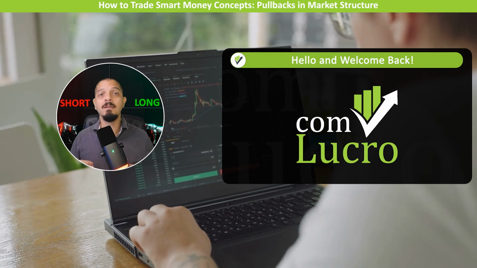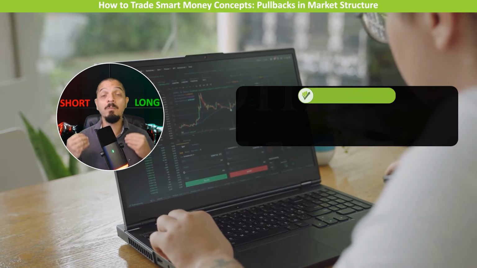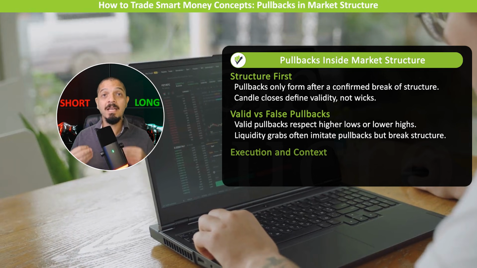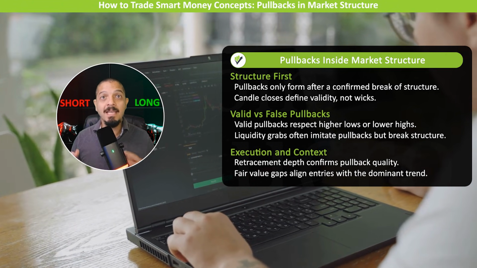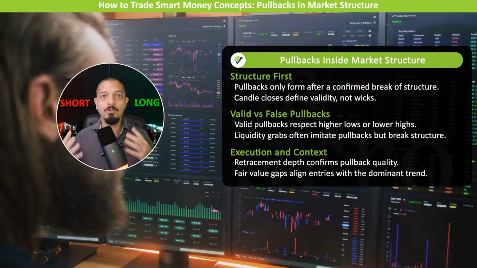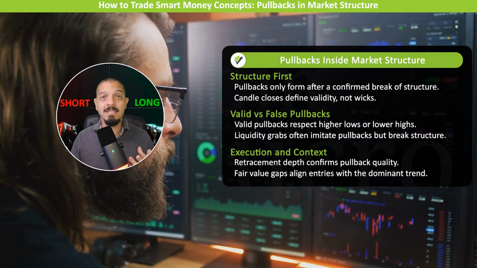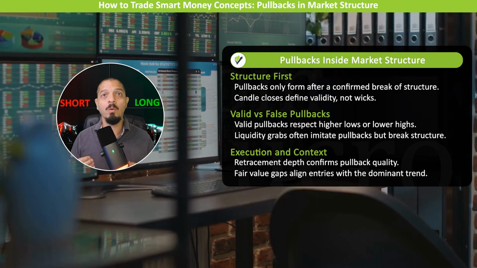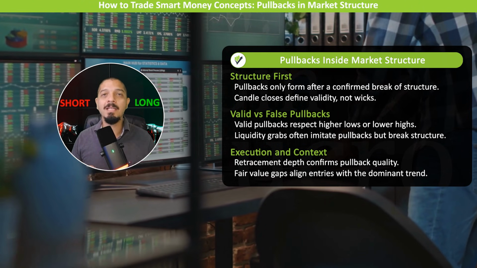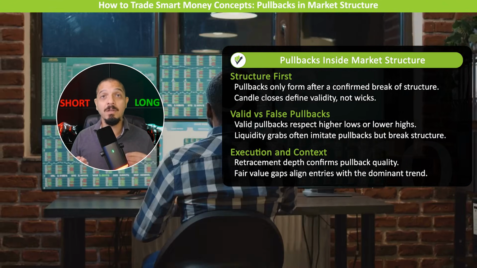So in today's video, in the Pullbacks chapter of our Smart Money Concepts course, we're going to break down how pullbacks actually form inside market structure. You will learn how to identify a valid pullback in clean and imperfect trends, how to separate pullbacks from liquidity grabs and false reversals, and how to use structure, candle closes, and retracement depth to stay aligned with the dominant direction. We'll also explain why many pullbacks fail, how fair value gaps and liquidity influence retracements, and how to avoid entering against the trend by misreading structure.